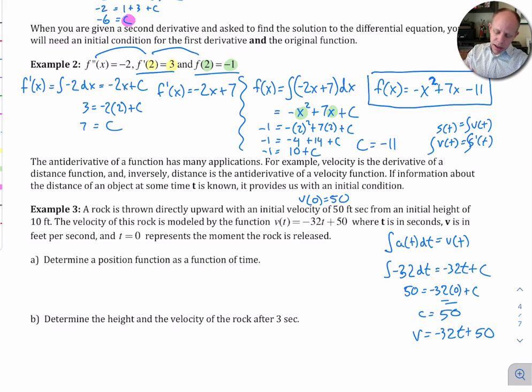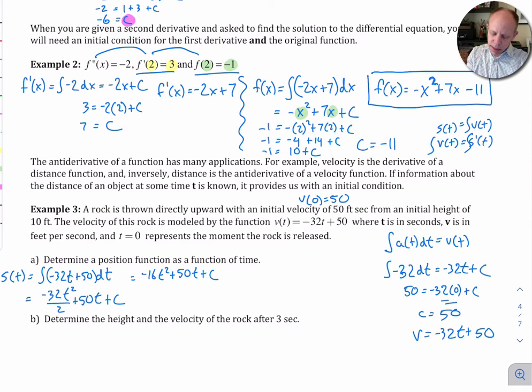Now let's go ahead and determine a position function off of this velocity. So our position function, s at t, is going to equal the antiderivative of velocity, which was negative 32t plus 50. And that's now with respect to time, because time is our independent variable. So we'll go ahead and do the antiderivative here. Keep the constant multiple, raise the power 1, divide by that new power. And then 50 will become 50t. And then we have plus some constant. And I'm going to divide 32 by 2, so get negative 16t squared plus 50t plus c.